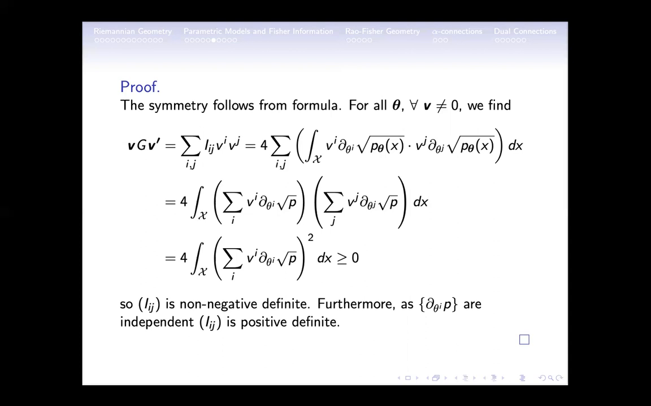Symmetric is very clear from the formula, right? We define the ij element as the expectation of partial i of the likelihood and partial j of the likelihood. So you can just exchange them, and it's the same.